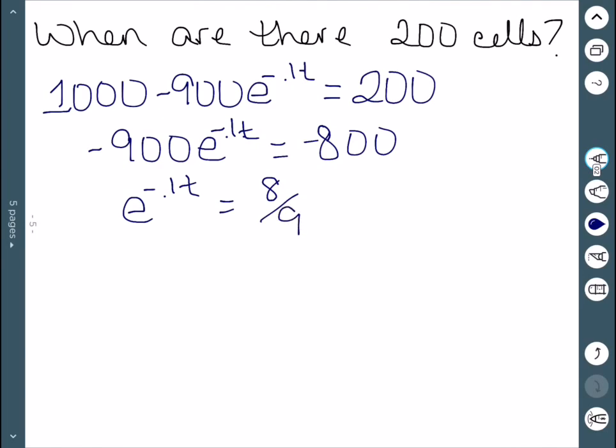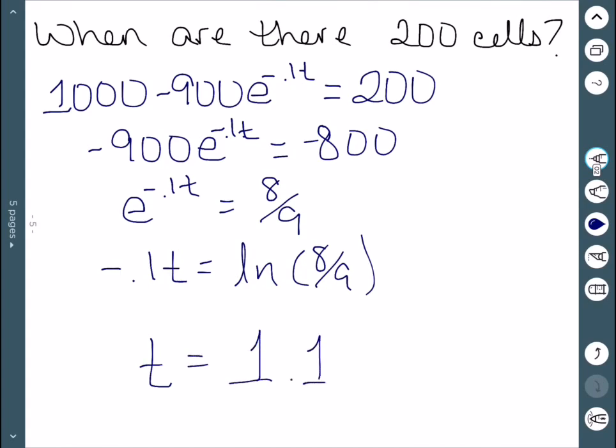And next we're going to take ln of both sides. And then we can divide by the negative 0.1. And when we do this, we get approximately 1.17 hours, which does make sense. After an hour, we were around 186, so just a little bit longer should get us to 200.